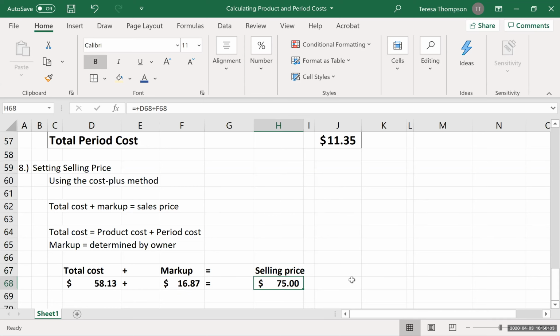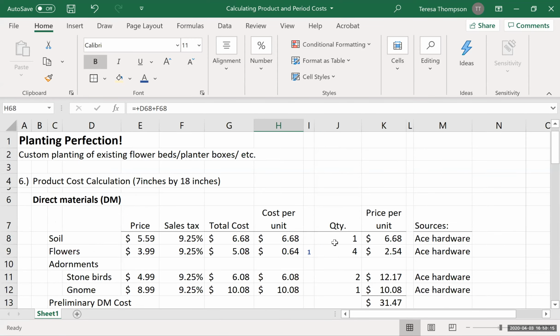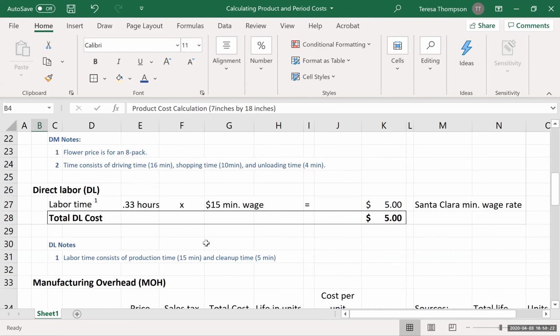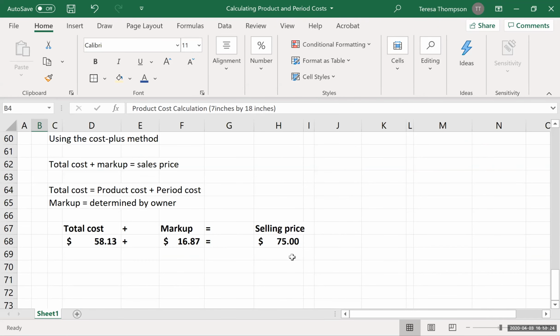Now again, step back. If you remember, the first question on your project analysis is, is this a reasonable selling price? So is $75 a reasonable selling price for me to come to your nonprofit organization and provide you with a 7-inch by 18-inch custom planter installation? Probably not, right? And so that's totally fine if it's not reasonable.